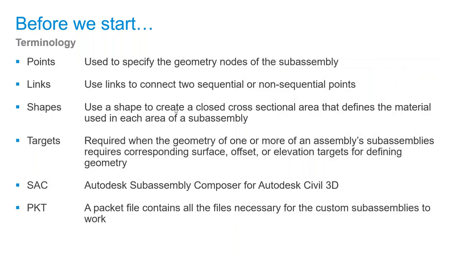Okay. So before we get too far down the list, let's talk about a few things that we assume we understand to begin with. So we know inside Civil 3D, when we're building a subassembly, we have a few components that are important for us to consider. There are points, links, and shapes, as well as our targets. And what this gives us the ability to do is to extract information or to interact with those corridors that we're creating using these assemblies. And this gives us the ability to also extract that information for use with other products.